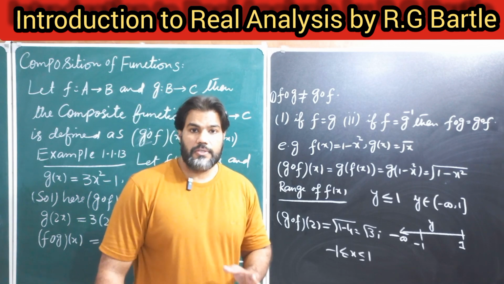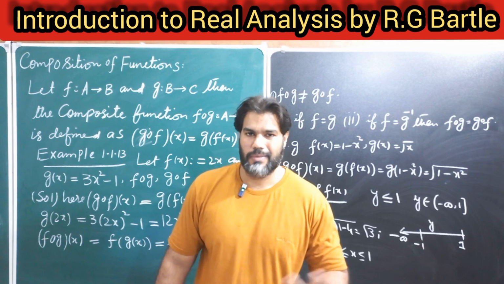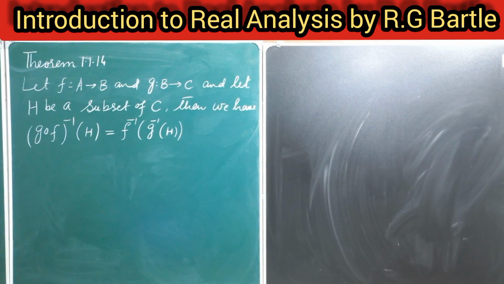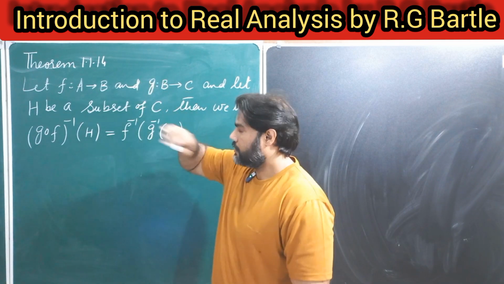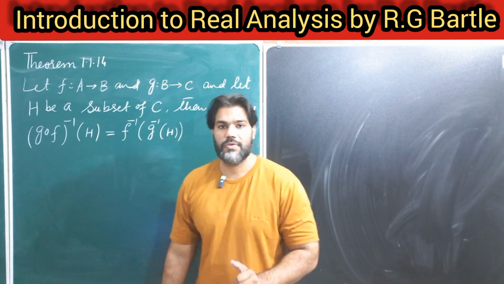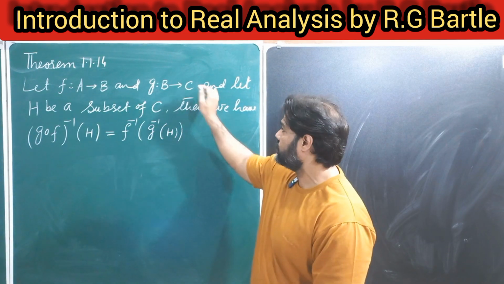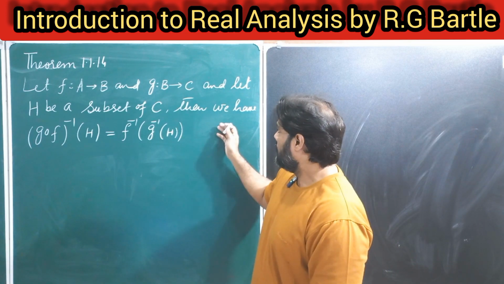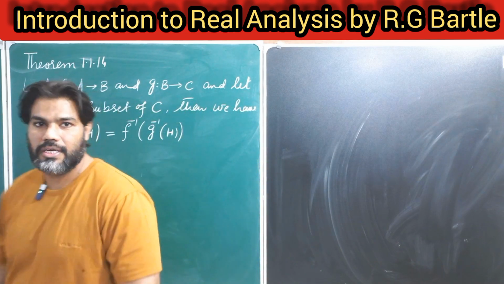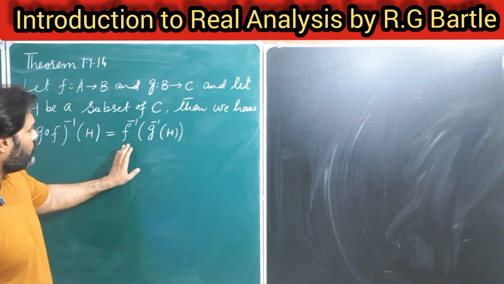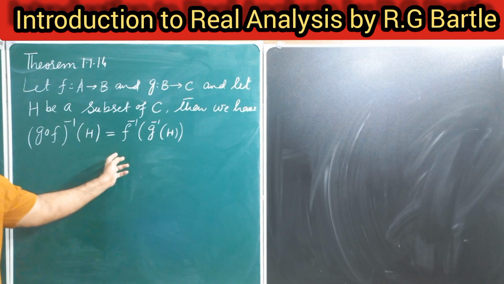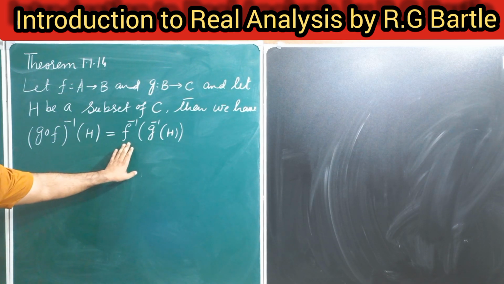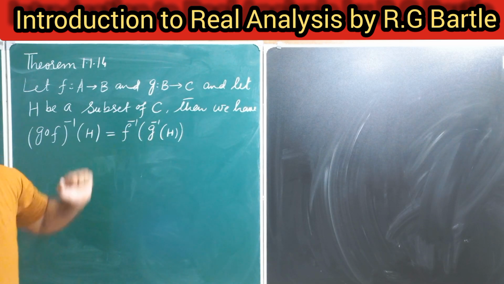Next, we discuss theorem 14 from the exercise of section 1.1. Theorem 14 can be stated as: we have two functions. The first function is f from A to B and the second function is g from B to C, and let H be a subset of C. Then we have to show that the inverse of (g circle f) over H is equal to f inverse of g inverse H. That is, the inverse will reverse the order of the functions. We take f inverse outside and apply it on g inverse H.